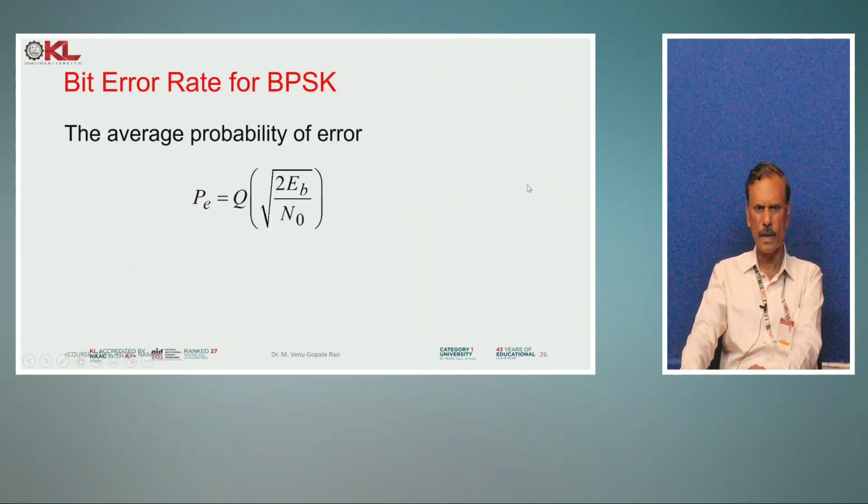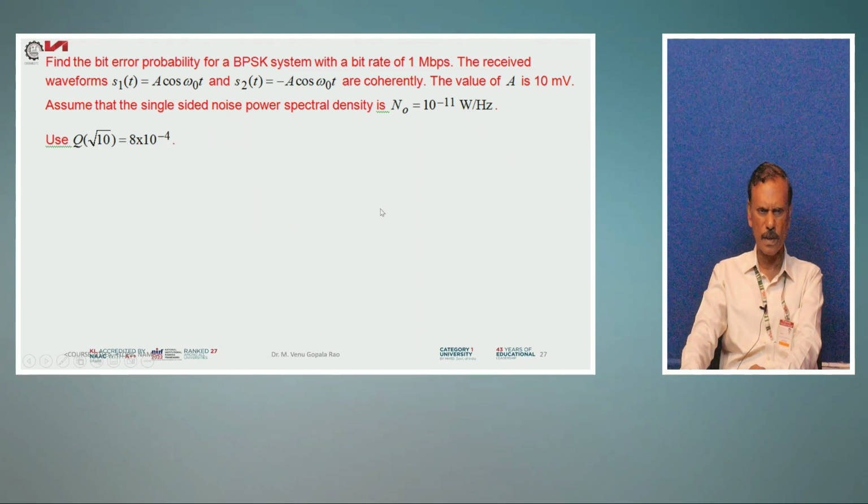Similar to FSK, the bit error rate is also given directly: the probability of error is given by an equation like this, and there are various corresponding problems, as given here.